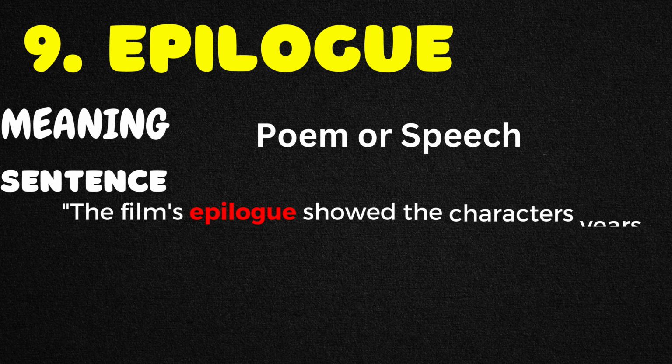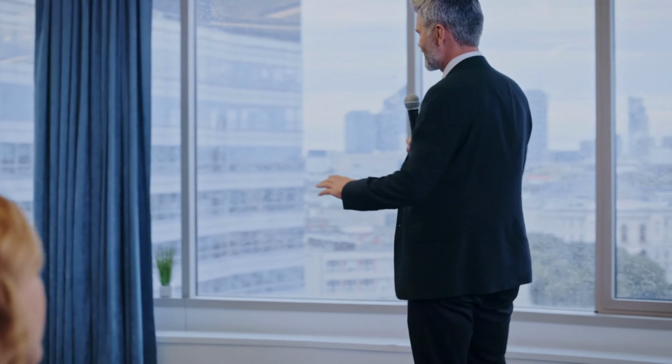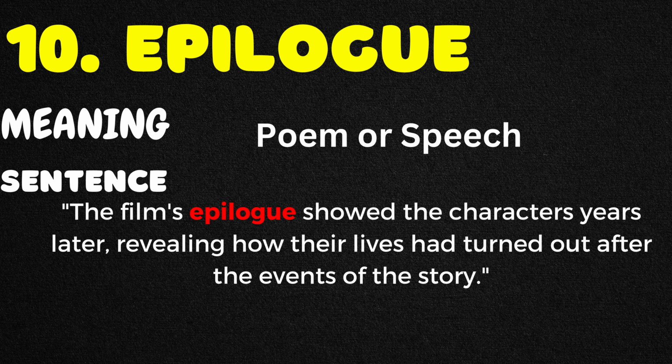The film's epilogue showed the characters years later, revealing how their lives had turned out after the events of the story. The statement is suggesting that a film included an epilogue that provided information about what happened to the characters in the years following the events of the main story. An epilogue is a section of literary work that comes after the main story has concluded, providing additional information or closure for the reader or viewer.